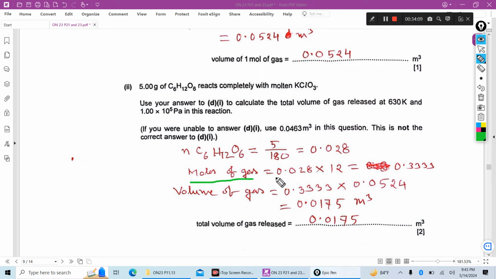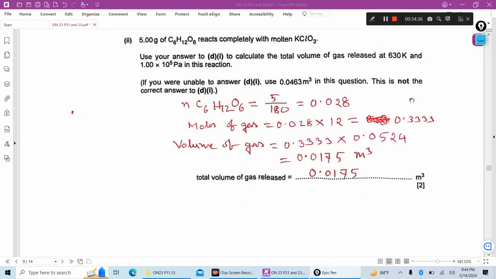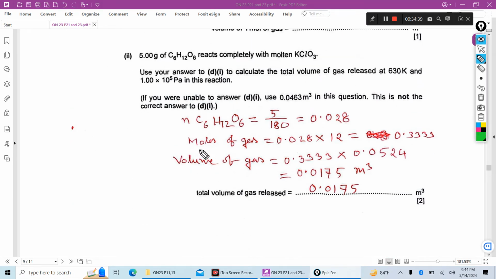Now moles of gas, 0.028 times 12. Why 12? You see from the equation, 1 mole glucose gives 6 mole of carbon dioxide gas and 6 mole of water gas. Total product of gas 12 mole. So 1:12. Now moles of gas, moles of glucose times 12, you get 0.333.